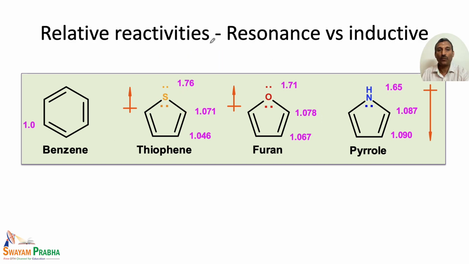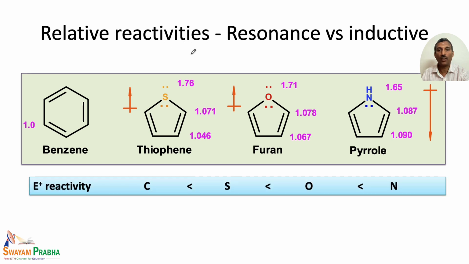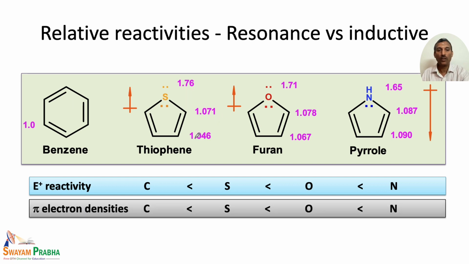And as we have talked about the relative reactivities, that means resonance and the inductive. So we have a different electron density on the heteroatoms. Because of the different electron densities, the reactivity is also going to be different. So that's what we say in the case of benzene, it is having only one electron which is distributed throughout the system in a uniform way.